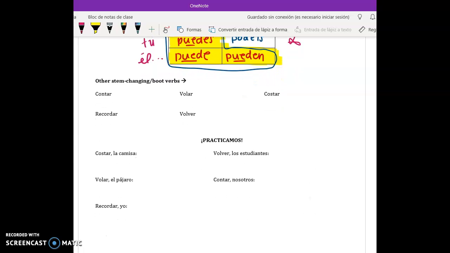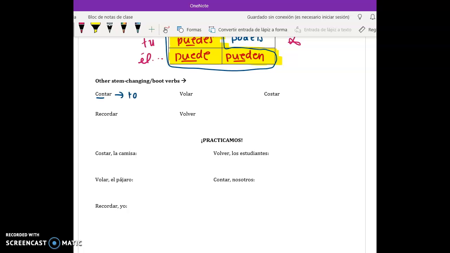So down here I have some of the stem changing or boot verbs that function the same way as poder, and I just want to go over what they mean. So please make sure that you know what these verbs translate to in English, because if you don't, they are completely useless to you. It'll be great that you can conjugate them, but if you can't use them in a sentence, then really what's the point, okay? So make sure, please, you write these down.